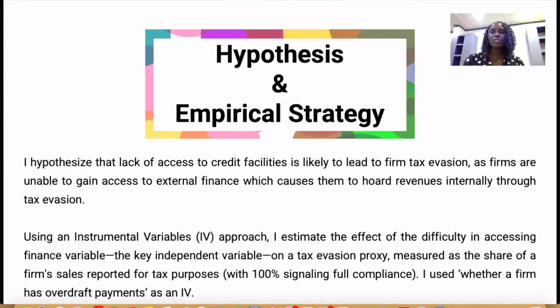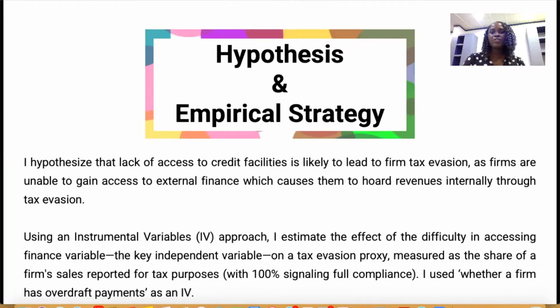What's the hypothesis the paper puts forward, and also what empirical strategy does the paper adopt? I hypothesize that lack of access to credit facilities is likely to lead to firm tax evasion, as firms are unable to gain access to external finance, which causes them to hoard revenues internally through tax evasion. I also use the instrumental variables approach.